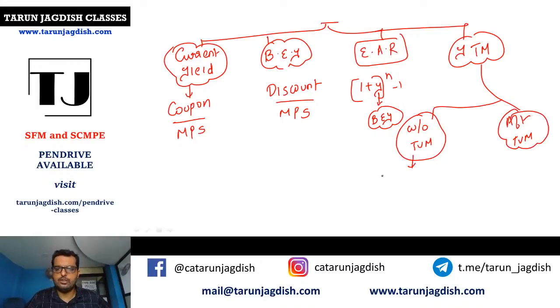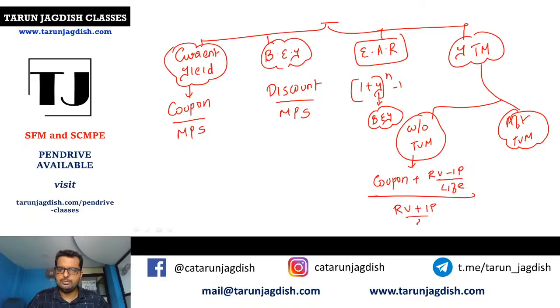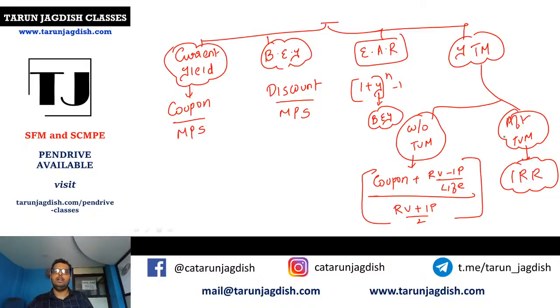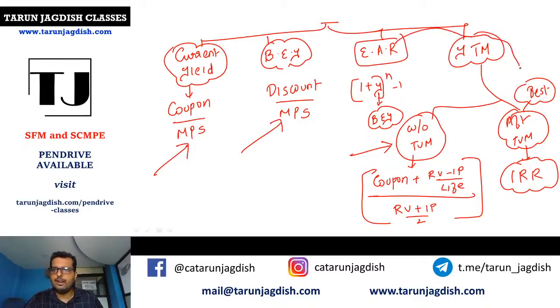Alright, this one was nothing but coupon amount plus redemption value minus issue price divided by life, whole divided by redemption value plus issue price divided by 2. This is nothing but the actual IRR. So according to me, this is the best formula, but from an exam point of view, we normally use this formula, or this formula, or this formula. This and this, unless they specifically ask, you don't have to use this in the examination.